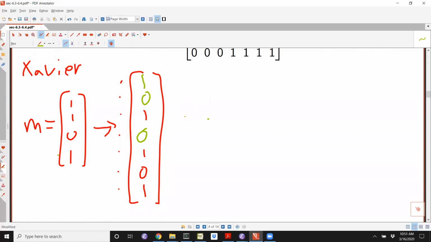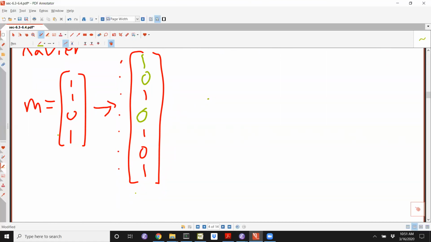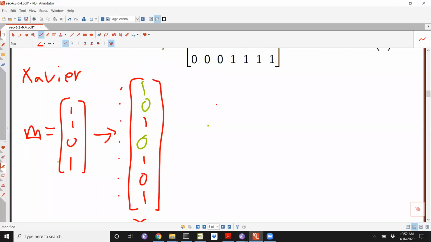And so, right, this is going to be our vector x that is transmitted, that Xavier transmits. So M is your message, and x is what you transmit. So does everybody see how I got x from M? Okay, no open questions so far.